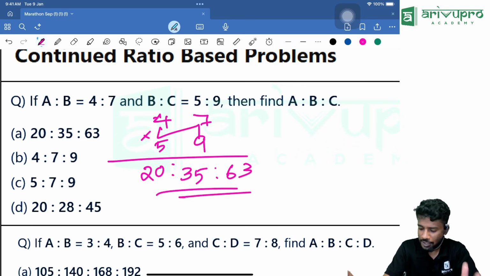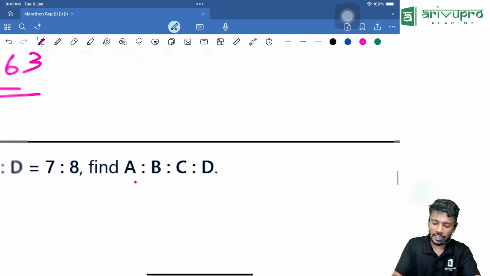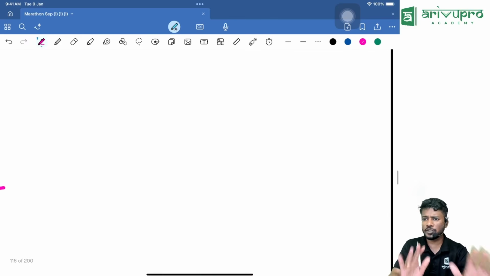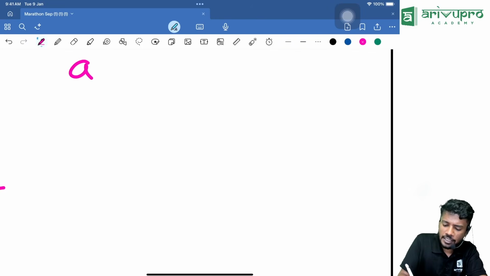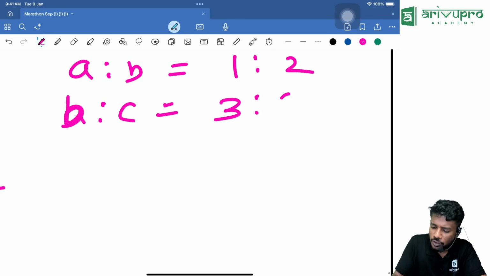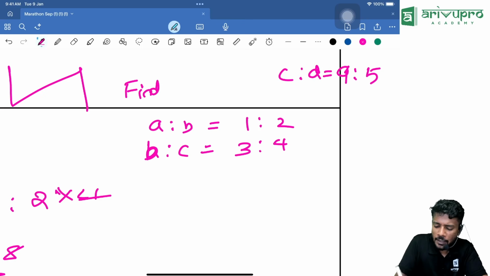Perfect. Done. Now, what if there is one more term? What if it is A is to B is to C is to D? I'm not going to change the pattern of question or the format we are doing. We will do with the same format, but one extra step will be there. That's all. A is to B is equal to 1 is to 2. B is to C is equal to 3 is to 4. Then I'll say C is to D. I'll write it here. C is to D is equal to 9 is to 5. Find A is to B is to C is to D.